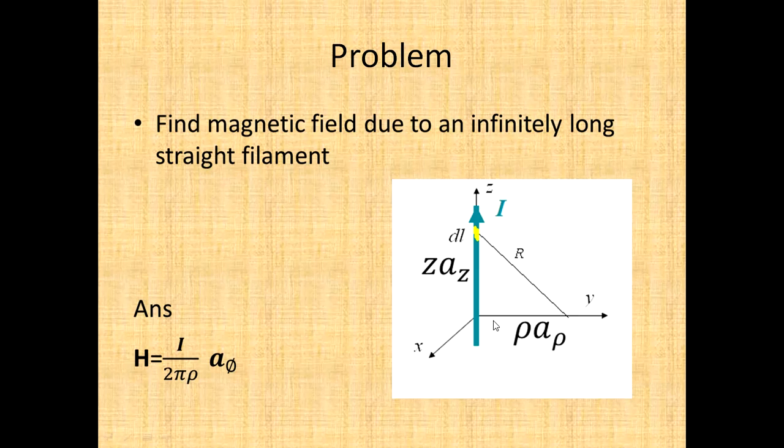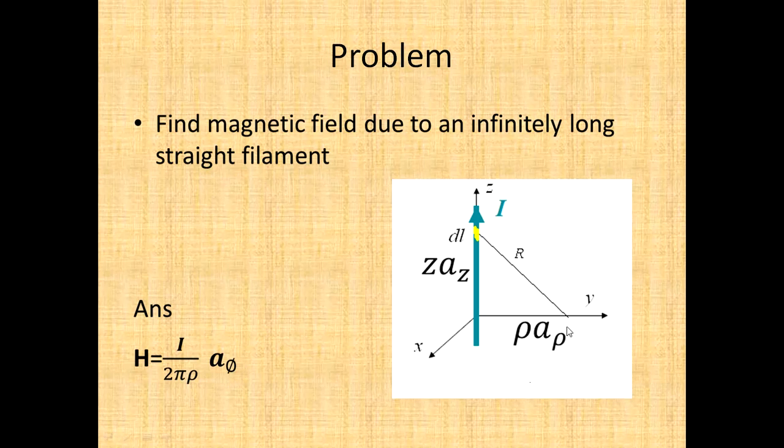We use cylindrical because it is simple to represent this problem in cylindrical, and finally we get the answer: H bar is equal to I divided by 2 pi rho, times phi hat. Phi is the direction of the magnetic field, I is the current flowing through the filament, and rho is the distance from the filament to the point where you are finding the magnetic field intensity. So it is expressed in terms of the cylindrical coordinate system.